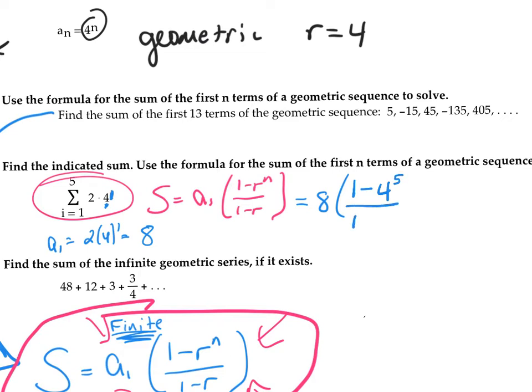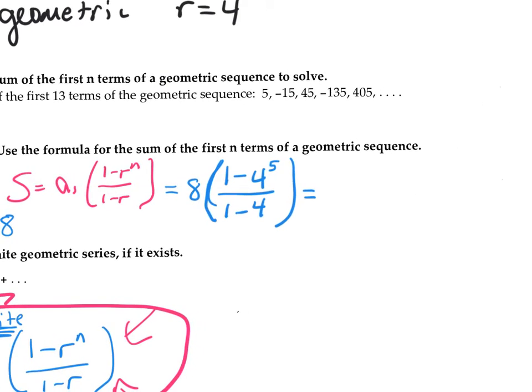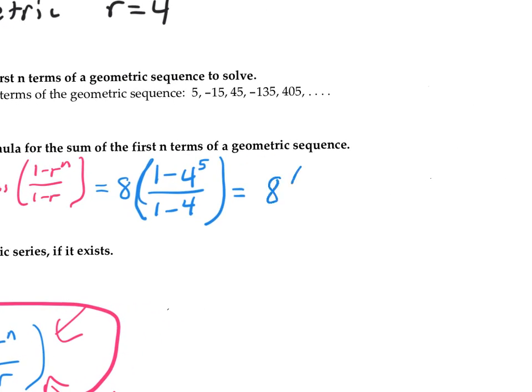Over 1 minus what? 1 minus 4. Mm-hmm. Now it's just a matter of simplifying. So you have 8 times. Guys, in your calculator, what's 1 minus 4 to the 5th power?